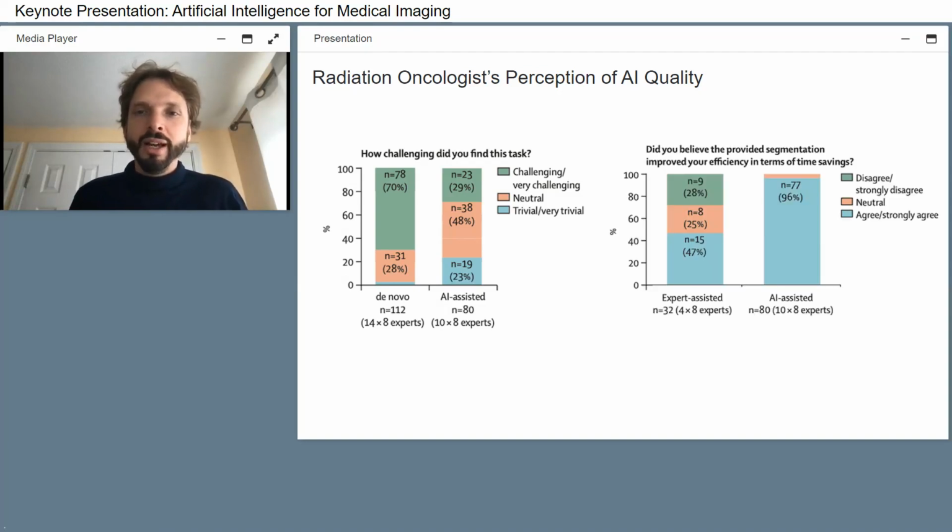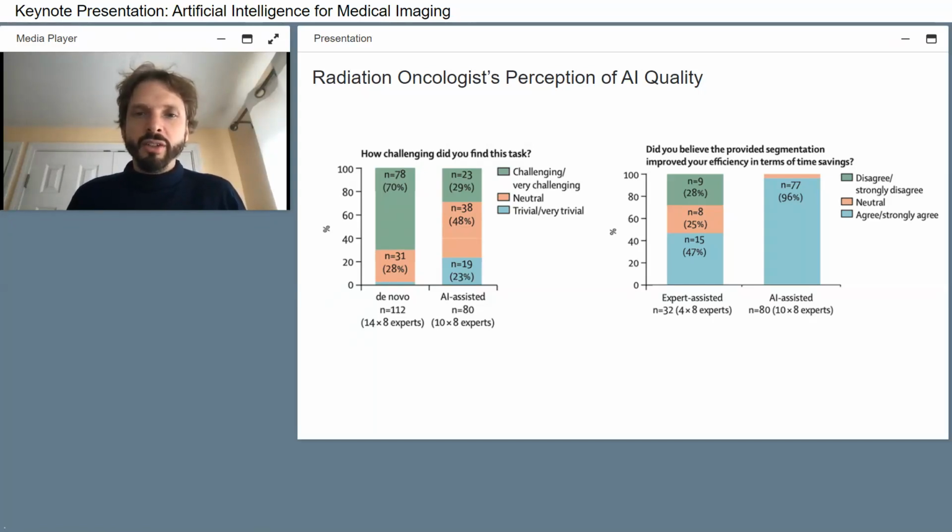And this is also something that we tested in terms of efficiency. Do you find this efficient in terms of time savings? Would you like to use these tools? And the vast majority of cases and individuals agreed that an AI tool was actually useful for a specific use case. So these are examples of how we can use AI in certain specific clinical settings.